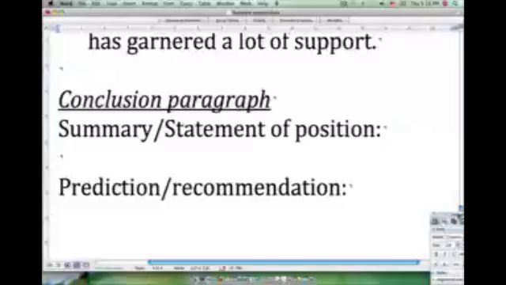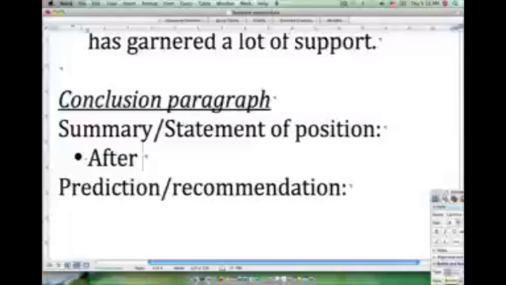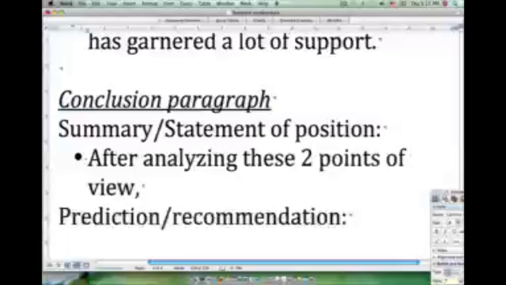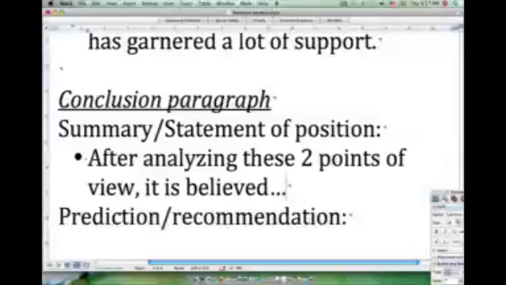I have a strategy that I can show you, illustrating how to do that. So we might say something like, after analyzing these 2 points of view, it is believed. Okay, so then of course after that you would say what your point of view is. After analyzing these 2 points of view, it is believed, and then whatever your opinion is.